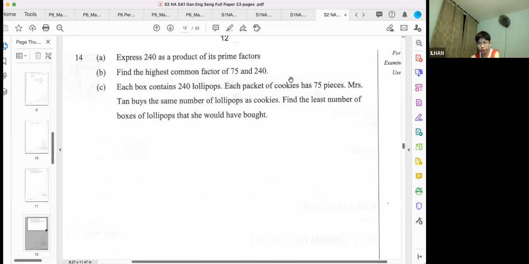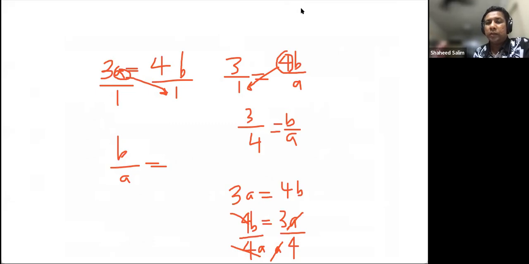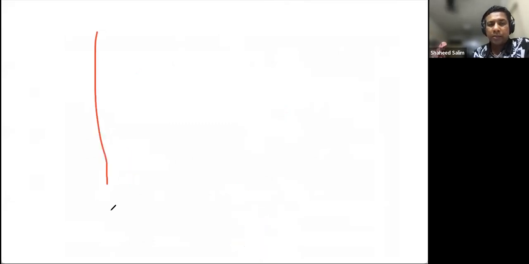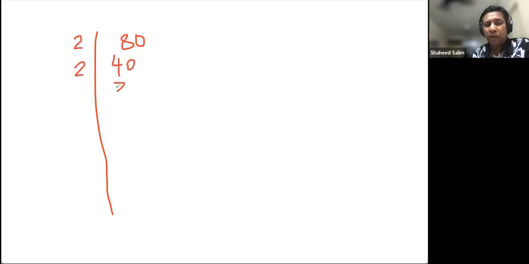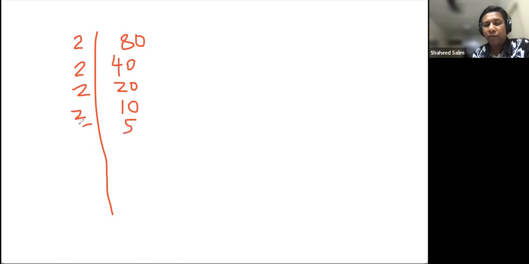Mr. Shah, I forget how to do. Okay, no problem. So now I give you another example so that you can do this. You draw a line. I want to find what is 80. Prime factorization. So you start by dividing by 2 first. Divide by 2, you get 40. Divide by 2, you get 20. Divide by 2, you get 10. Divide by 2, you get 5. Divide by 5, you get 1.